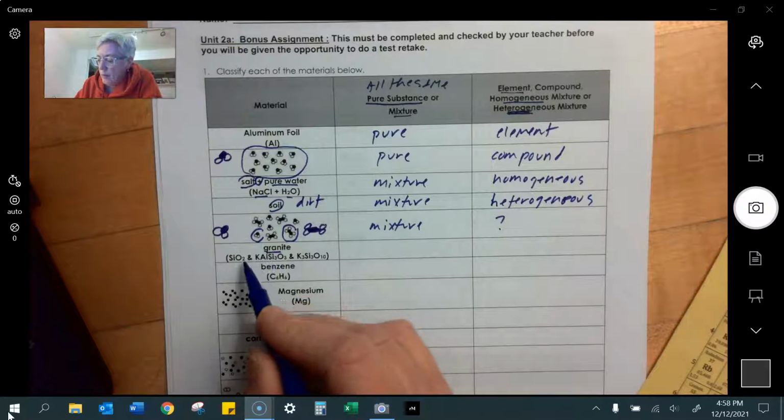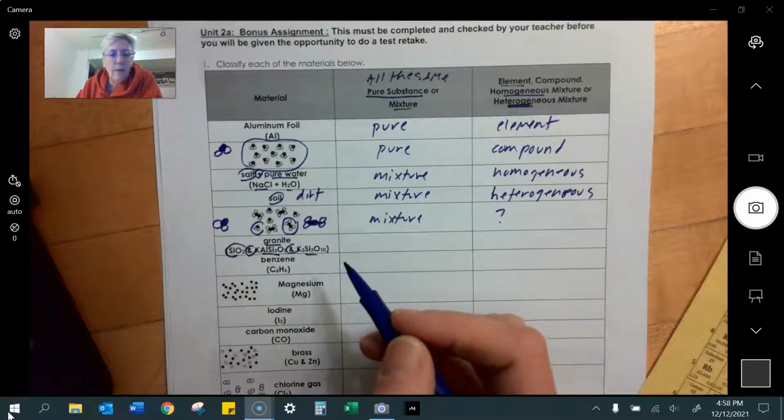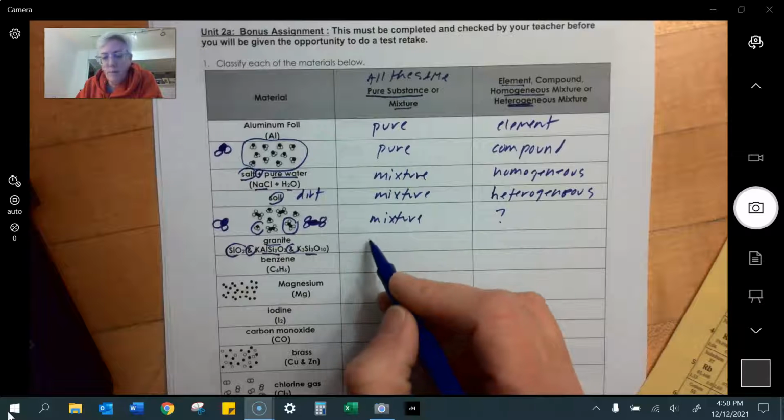Granite. We have this, SiO2, and this and that. So that is more than one different thing. That's a mixture.